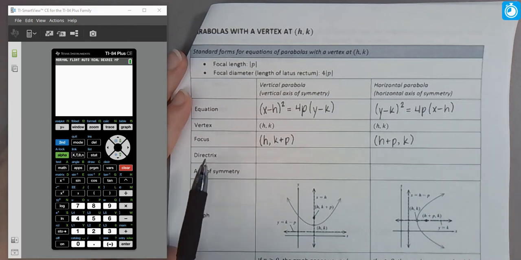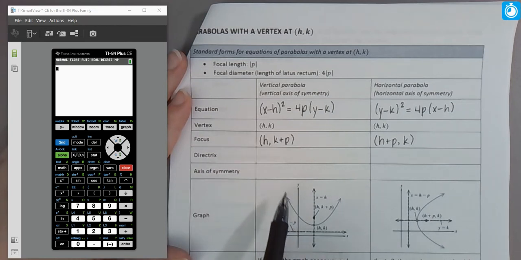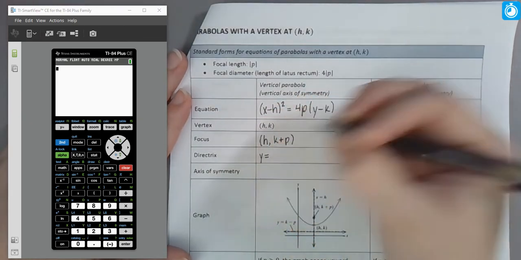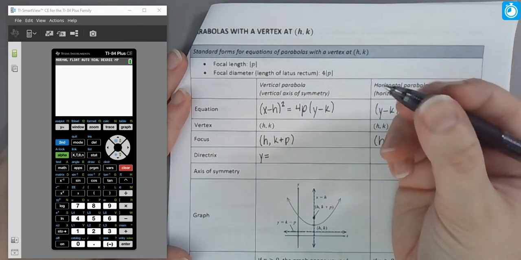So what about our directrix? Well, if we're talking about a vertical parabola, the directrix is horizontal. It's p units in the opposite direction away from our vertex. So let's break this down. Number one, it's going to be horizontal, so it's going to be of the form y is equal to. Now, y is equal to what?